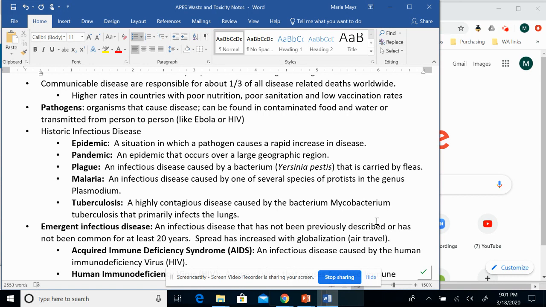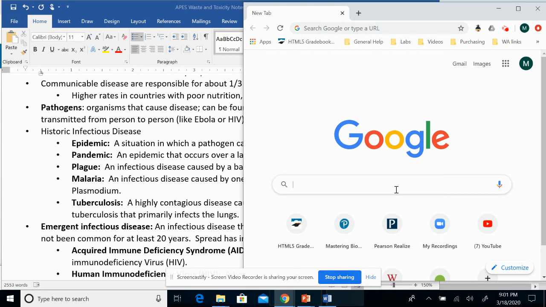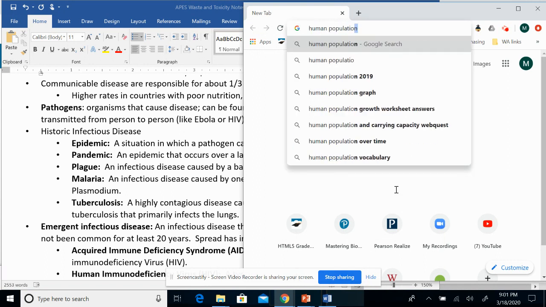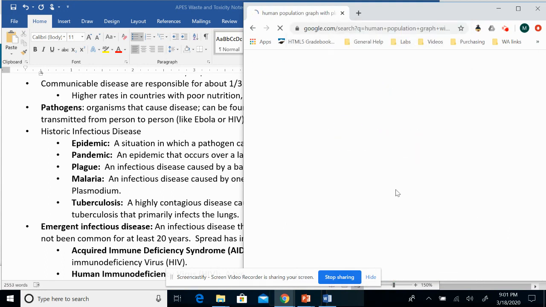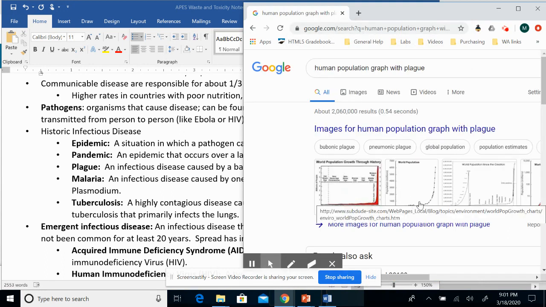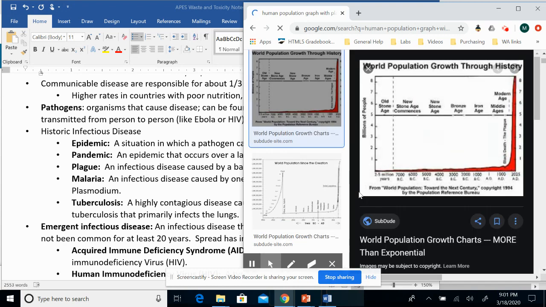Plague was an infectious disease caused by a bacterium, Yersinia pestis, that's carried by fleas. And if we look at our human growth chart, let's go ahead and Google that. Human population graph with plague. All right, so let's see. Yeah, this one's got it. Most of them will have it labeled. So you'll see you've got that slow increase, and then we have a decrease here caused by the Black Death or the bubonic plague. So that is your Yersinia pestis.